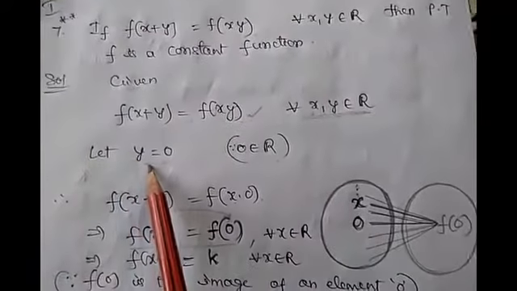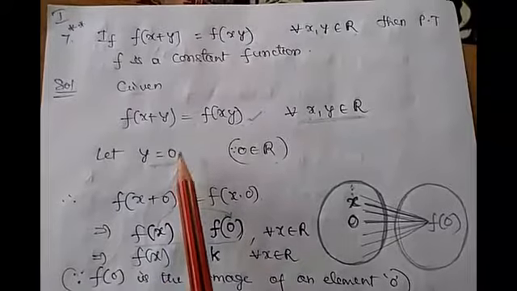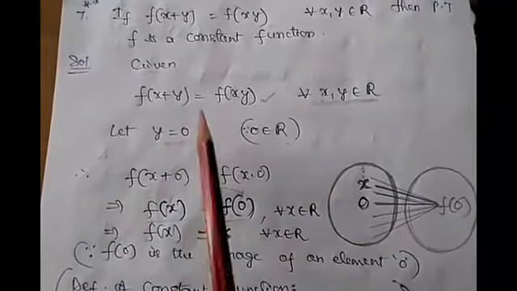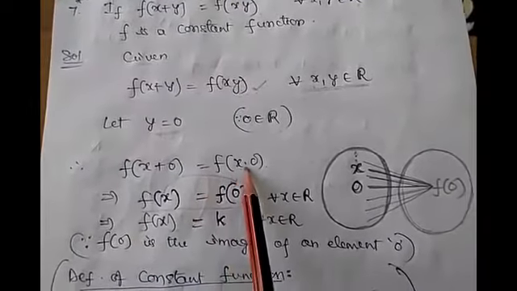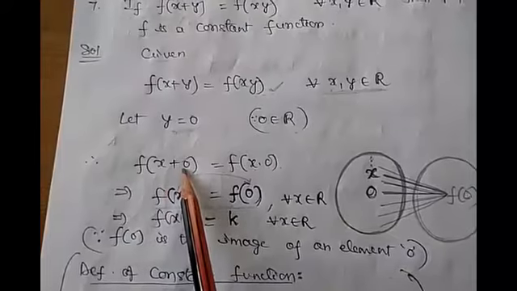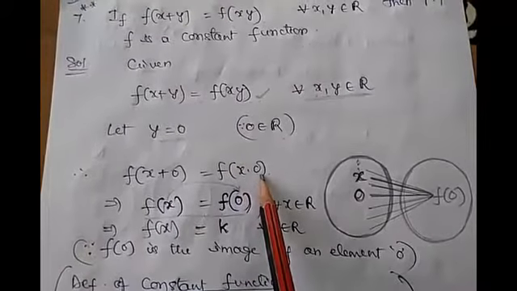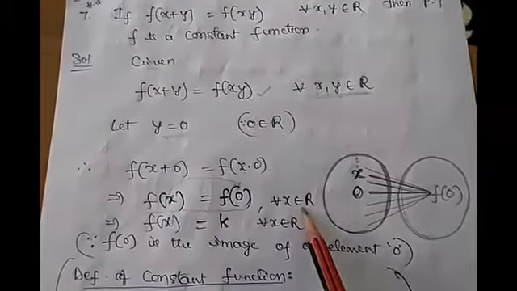Let us suppose y is equal to 0. Since 0 is a real number, you can take y as 0. So, substitute y equal to 0 in the above condition. f of (x plus 0) equal to f of (x into 0). So, x plus 0 is x. f of x equal to, x into 0 gives 0, f of 0, for every x belongs to R.